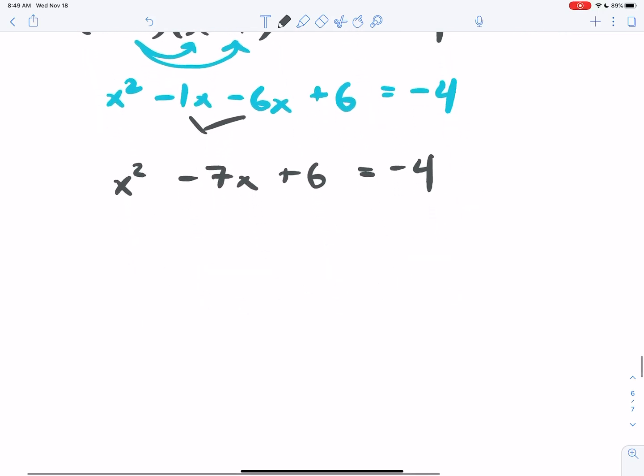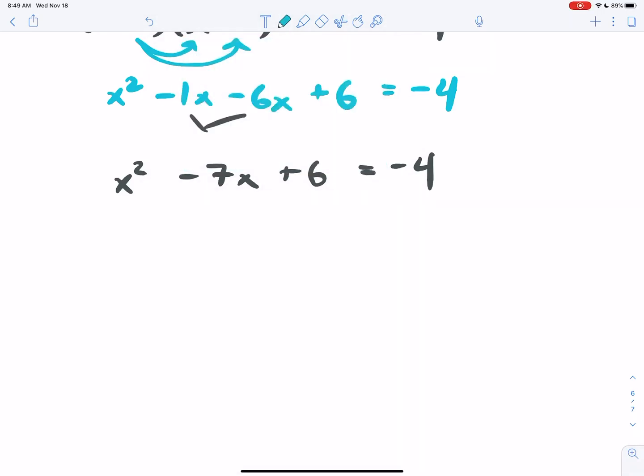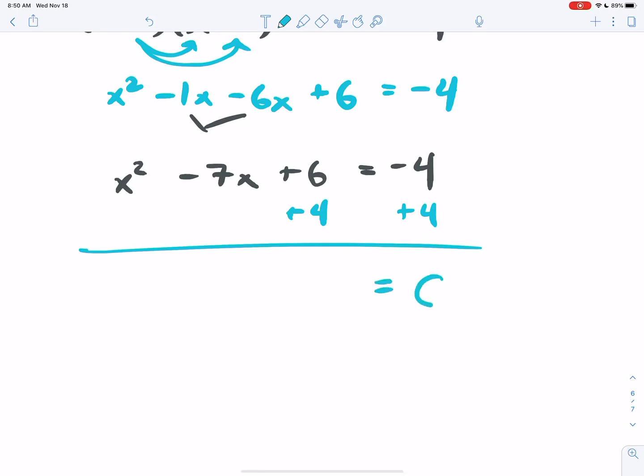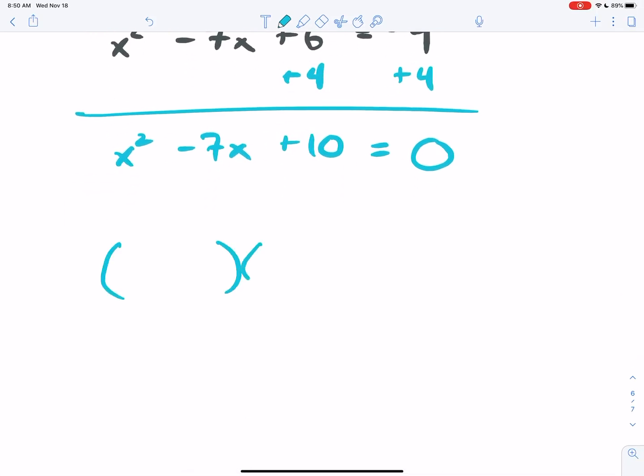The first step is to get our 0. How do we get our 0 here? Well, we have to move that negative 4. And we always move things by doing the opposite. Now, if I add 4 on one side, I'm going to have to add 4 to the other side. I should add it right here because it's a constant, okay? So every problem is a little bit different. So now I'm going to have x squared minus 7x plus 10. I have my 0, but I need my product to use the zero product property. So this is going to require me to factor.